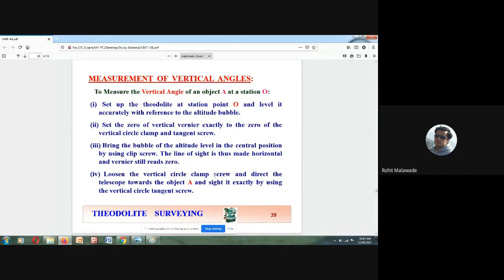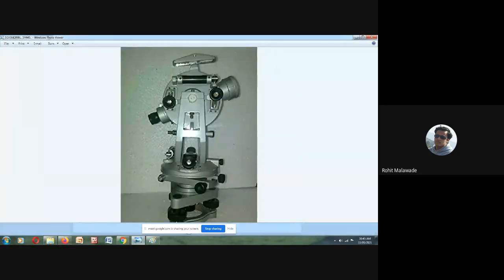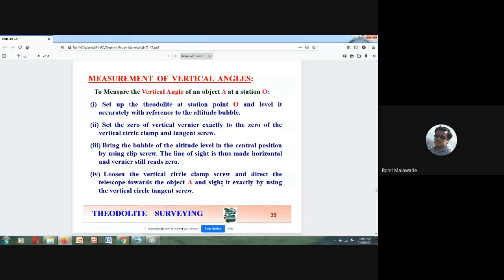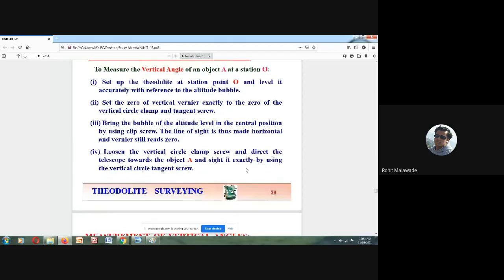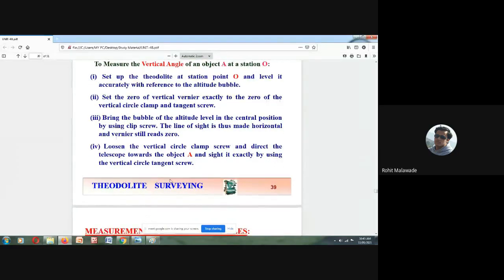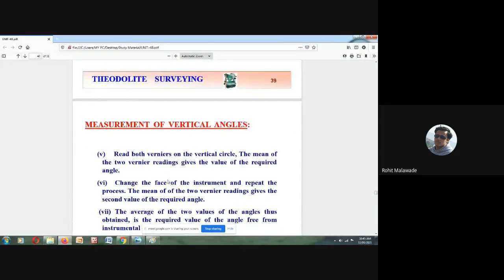Loosen the vertical clamp. First it was at zero; now, in order to bring the angle of elevation, you will again loosen the clamp. Once you bisect the object A, you are going to tighten it again. Loosen the vertical clamp and screw, direct towards A and sight it exactly by using the vertical tangent screw. So this is what we are going to do.